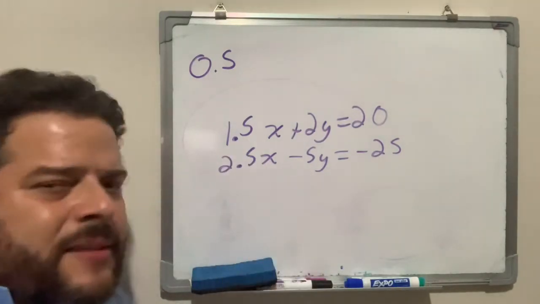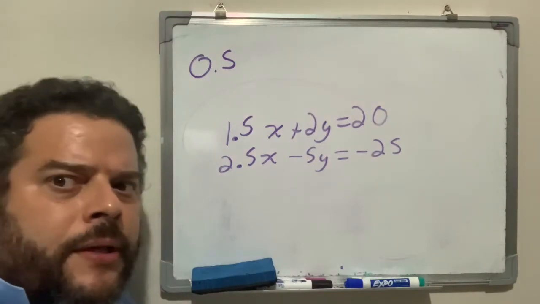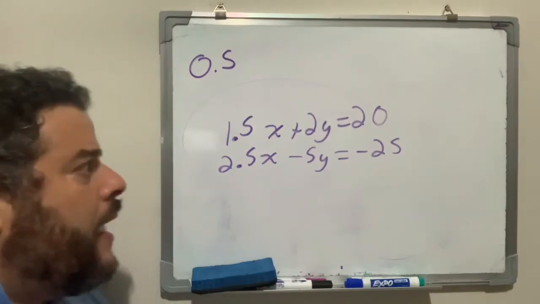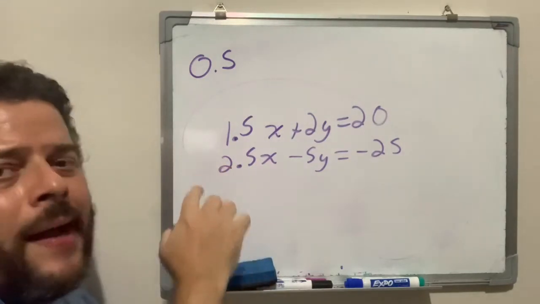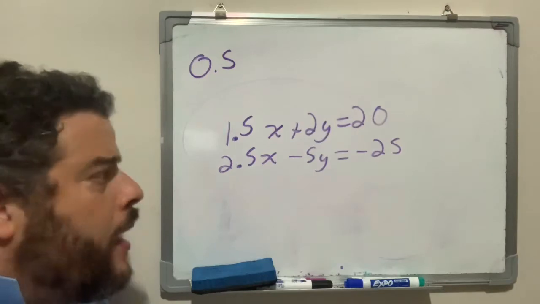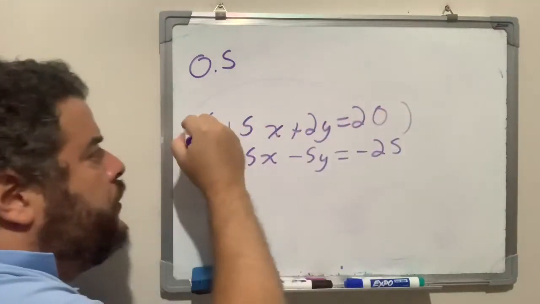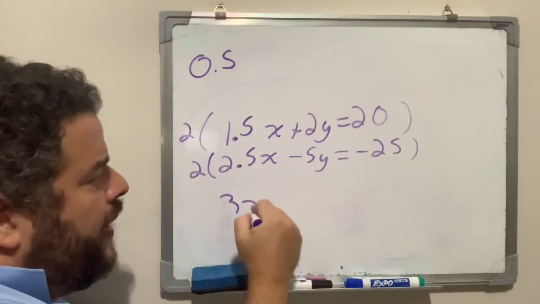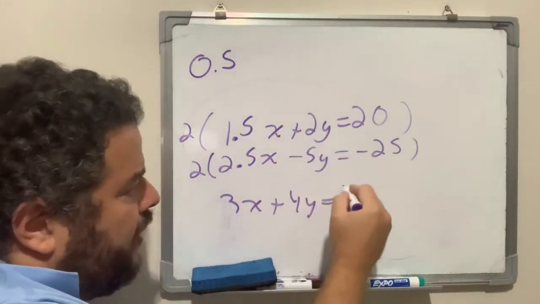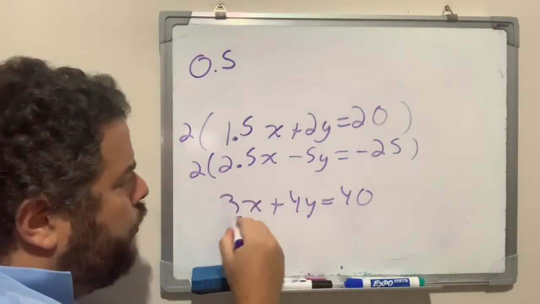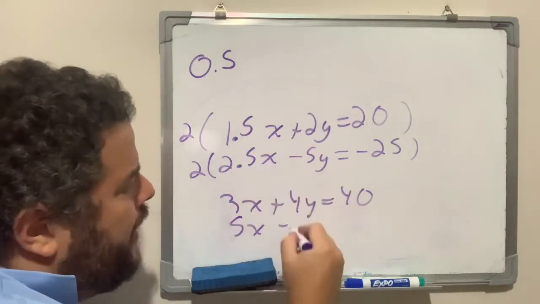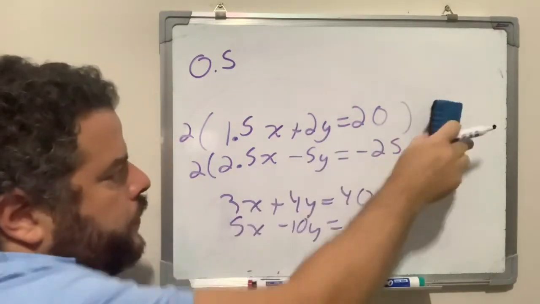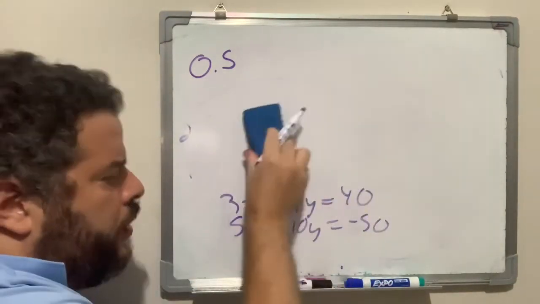Now here, I'm giving decimals. Oh my God, decimals, don't freak out. You can just get rid of them very easily. To begin, since I don't like decimals, I can just multiply them both by 2. That's one way to do it. I multiply this top one by 2 and this bottom one by 2. Top one's gonna turn into 3x plus 4y equals 40. The bottom one will turn into 5x minus 10y equals negative 50. Easier numbers to work with.